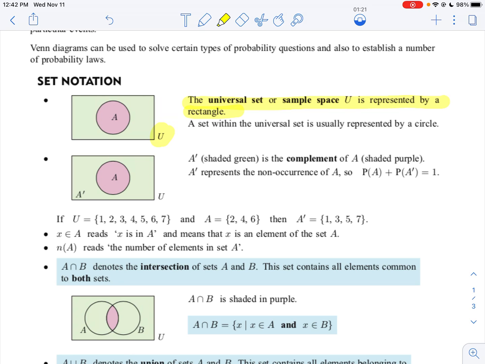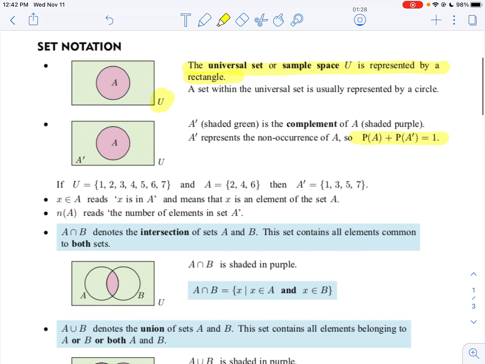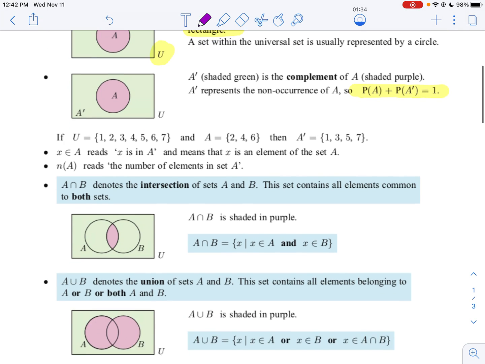And something I think we looked at last time is that the probability of A plus the probability of A prime equals 1. And A prime is the complement of A. So you can call it A prime or the complement of A, and you'll hear me go back and forth between.